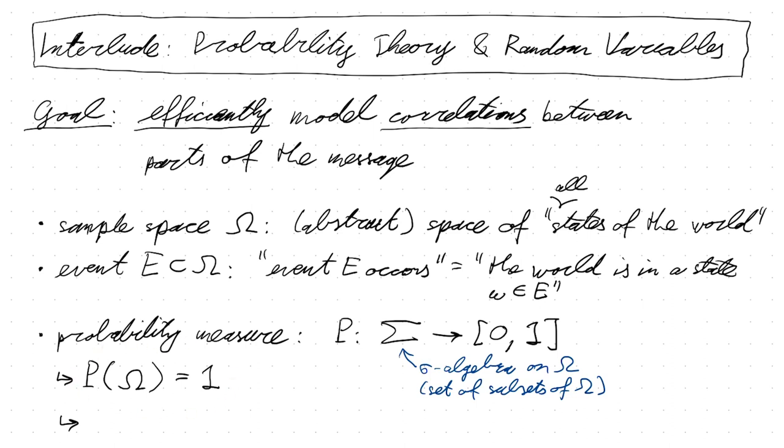The next statement is the opposite extreme. That's the probability of the empty set, which means that the world is in some state omega from the empty set. That obviously has to be zero. And again, another property of the sigma algebra is that the empty set is actually part of that sigma algebra.